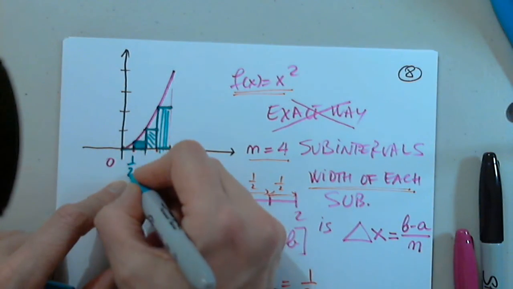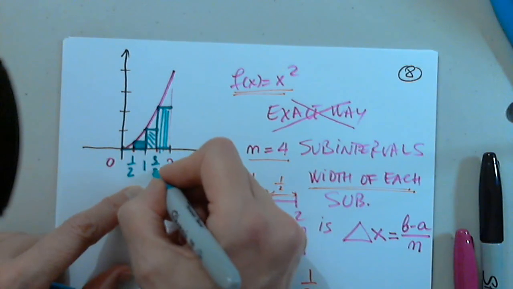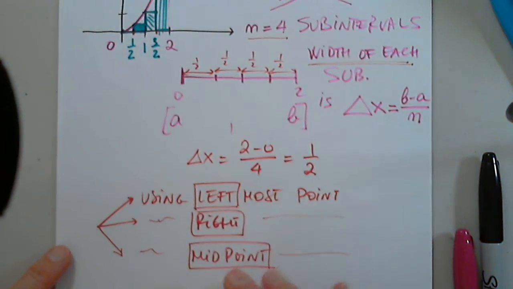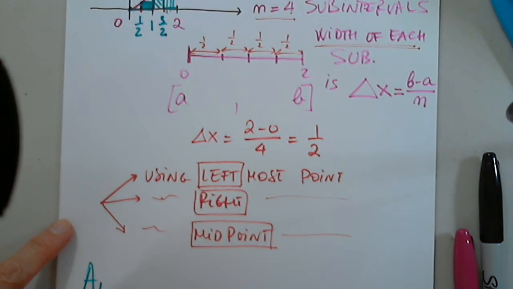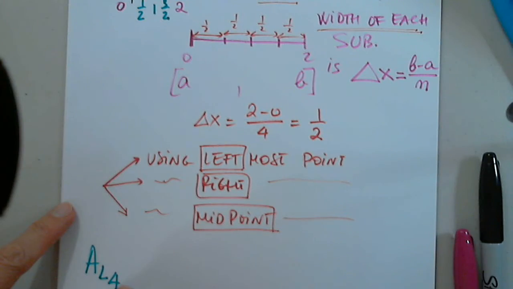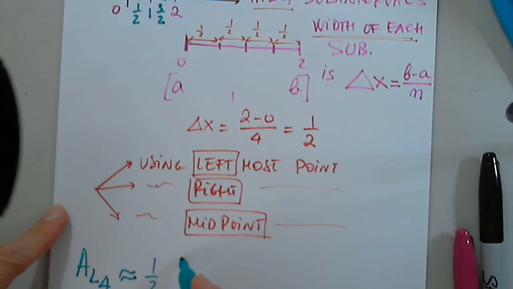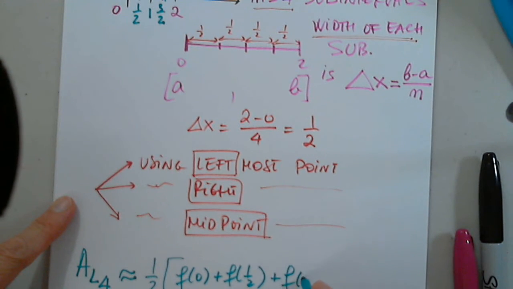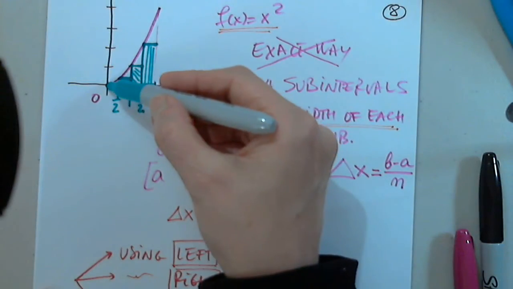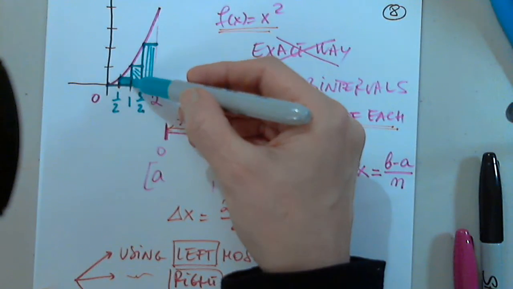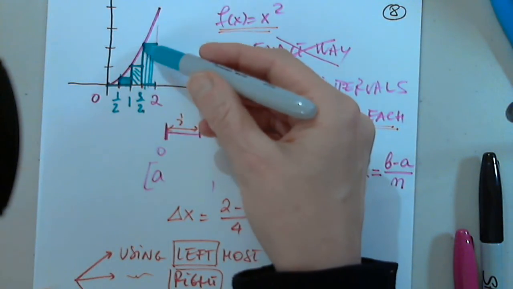So this is at 1/2, this is at 1, and this is at 3/2. So the area with left 4 is approximately, since the base is the same, I will put 1/2 in front and then parentheses, f of 0 plus f of 1/2 plus f of 1 plus f of 3/2.